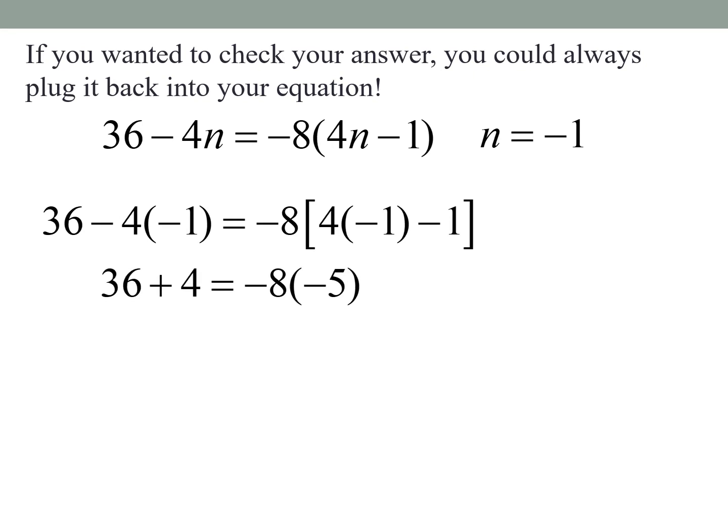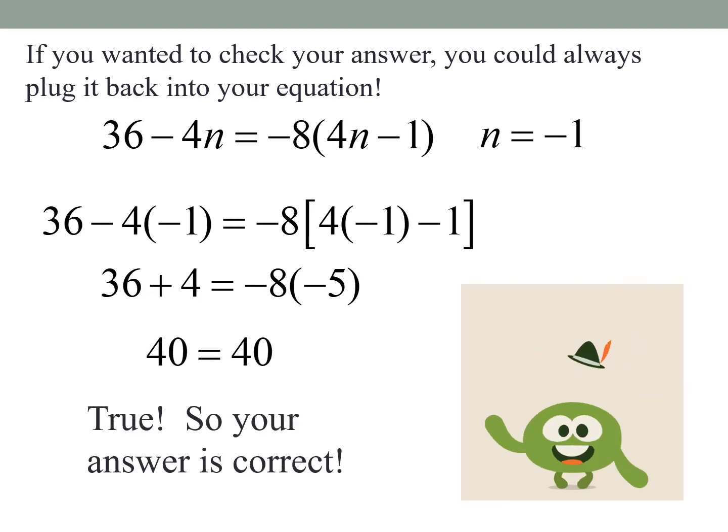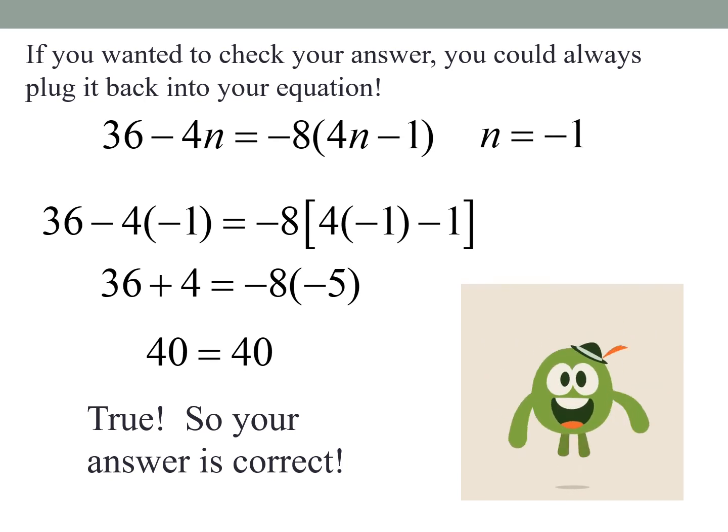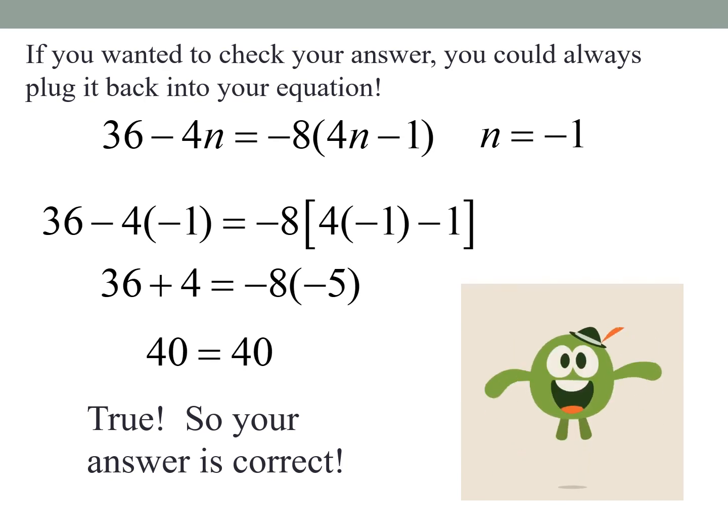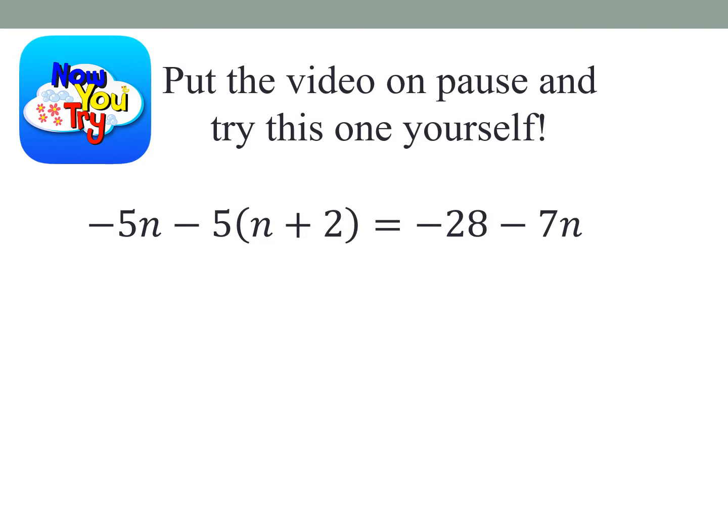So 4 times negative 1 minus 1 will give me a negative 5. And negative 4 times negative 1 gives me a positive 4. And if I simplify further, I'll get 40 equals 40. This shows me that this is a true statement, so my answer is correct. Now put the video on pause and try this one yourself.